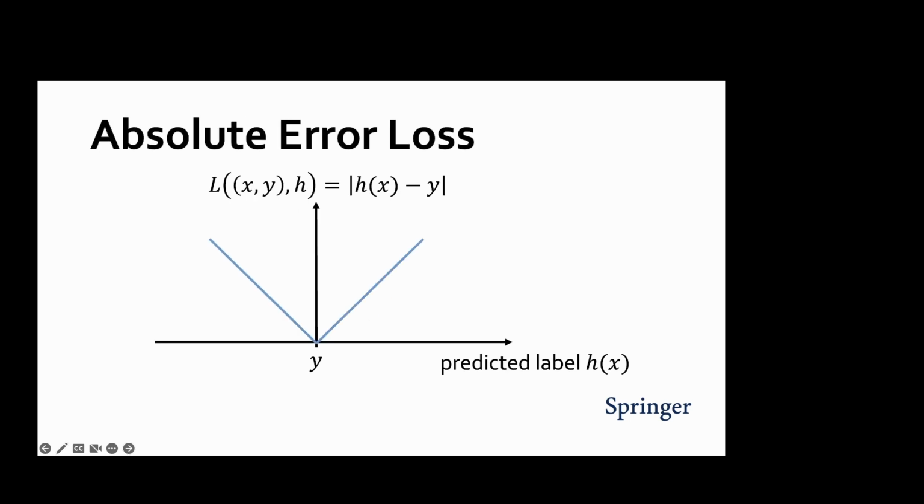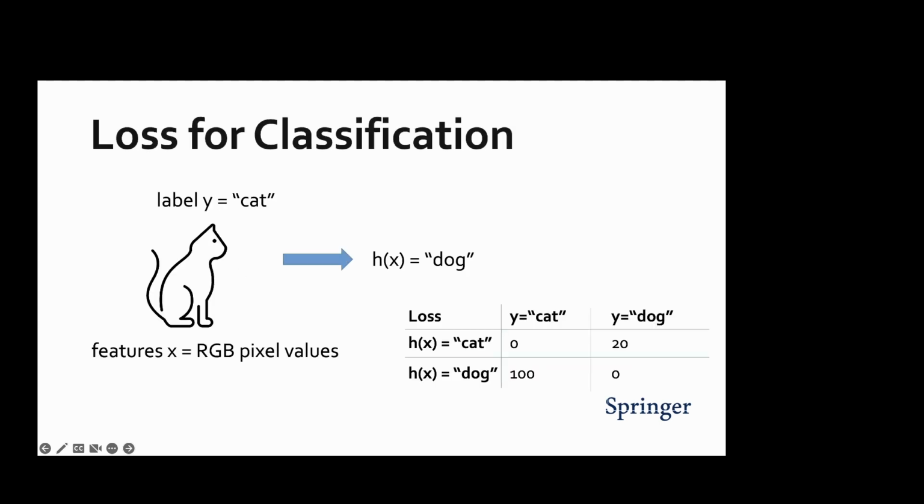Another example for a loss function is the absolute error loss. As for the squared error loss, the absolute error loss can only be used for data points with numeric label values. Note also that, as for the squared error loss, we need to know the true label value y of a data point to evaluate the absolute error loss. The squared error and absolute error loss can only be applied to numeric label values.